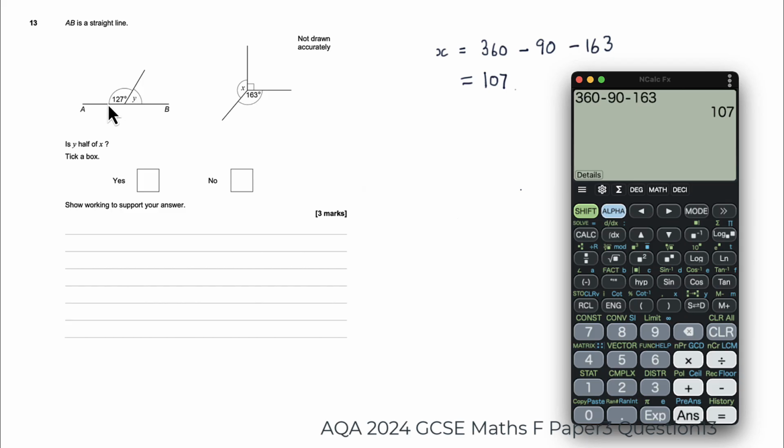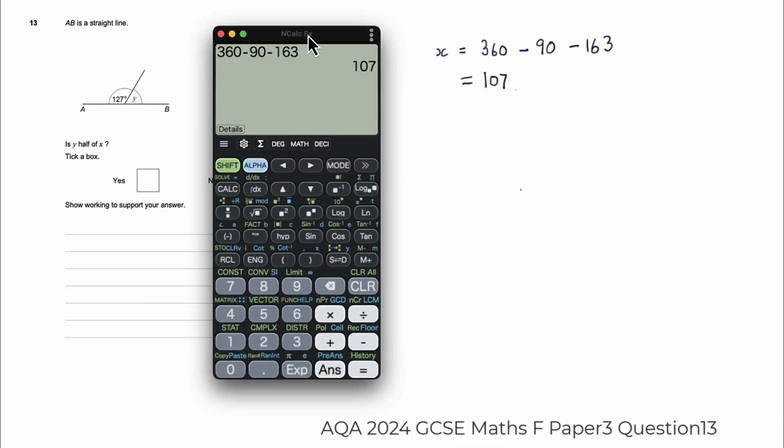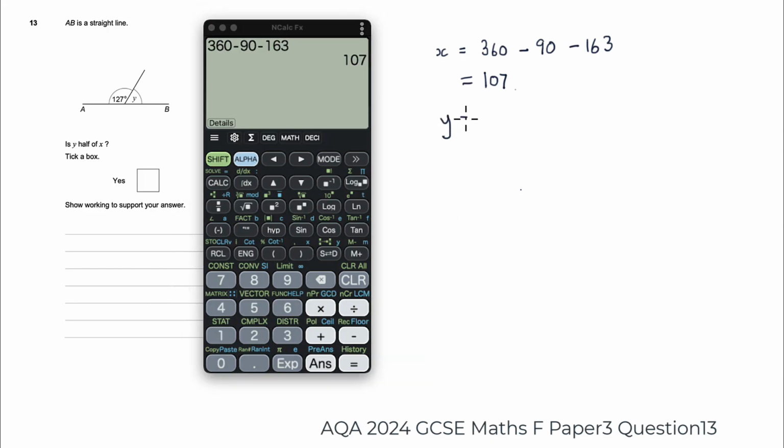Let's now tackle y. And remember in the animation we saw that the two angles around a point on a straight angle add up to 180. So to find y, we would take the 127 away from 180. So let's write down our working there. Y would be 180 minus 127. Here's 180 minus 127. And that equals 53. So y equals 53.